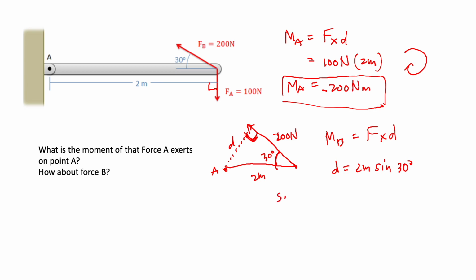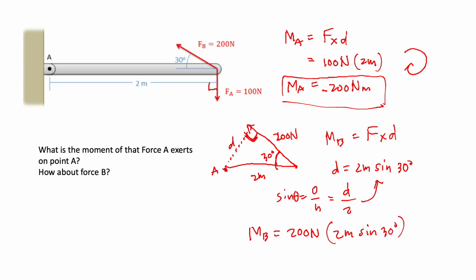Note that sine is equal to opposite over hypotenuse. So the hypotenuse here is the 2 meters, while the opposite is D. So this is D over 2. So this is how we get sine theta. That's why we arrive at this equation. So MB is equal to 200 newtons times 2 meters sine 30 degrees. That is equal to 200 Newton meter.